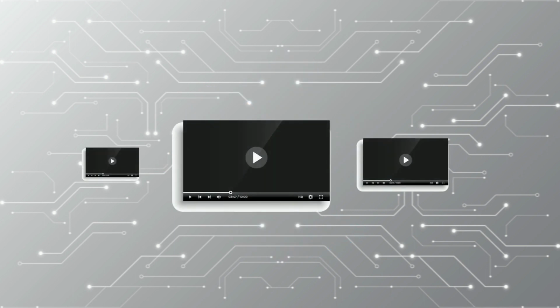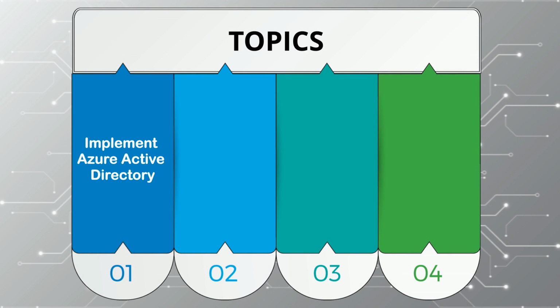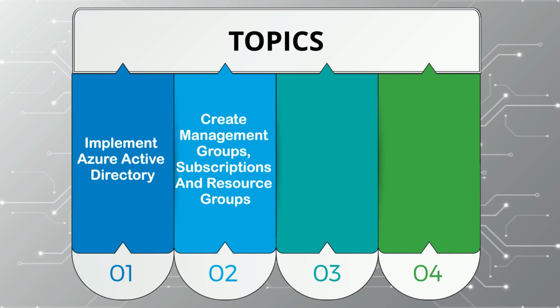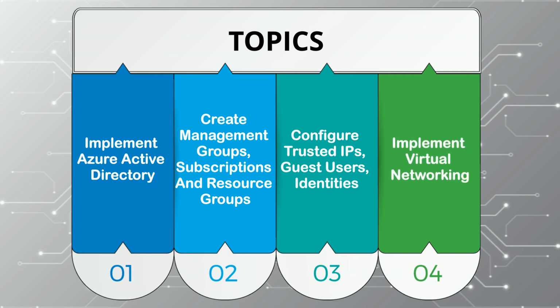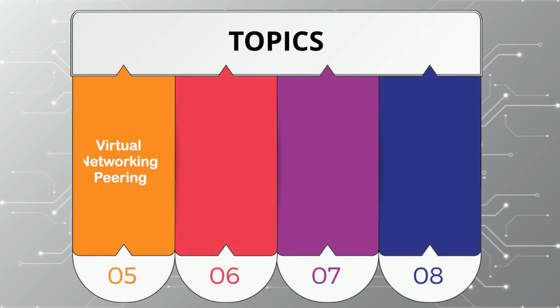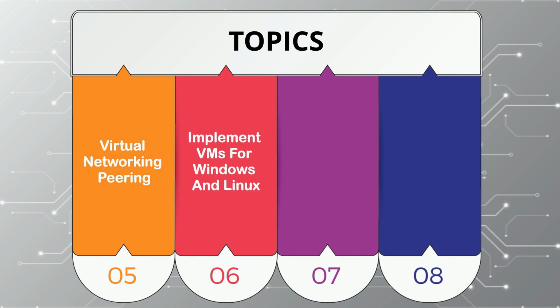In this video series, we will be discussing the following. Implement Azure Active Directory. Create management groups, subscriptions, and resource groups. Configure trusted IPs, guest users, identities. Implement virtual networking. Virtual networking peering. Implement VMs for Windows and Linux. Azure VM dedicated hosts, disk encryption.